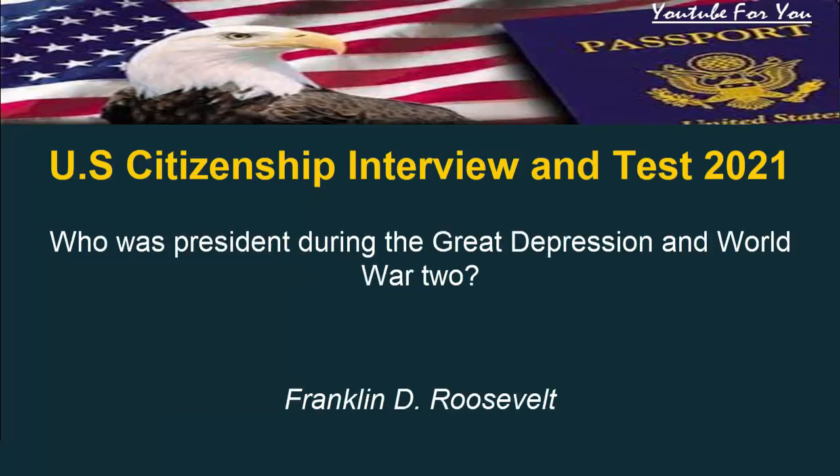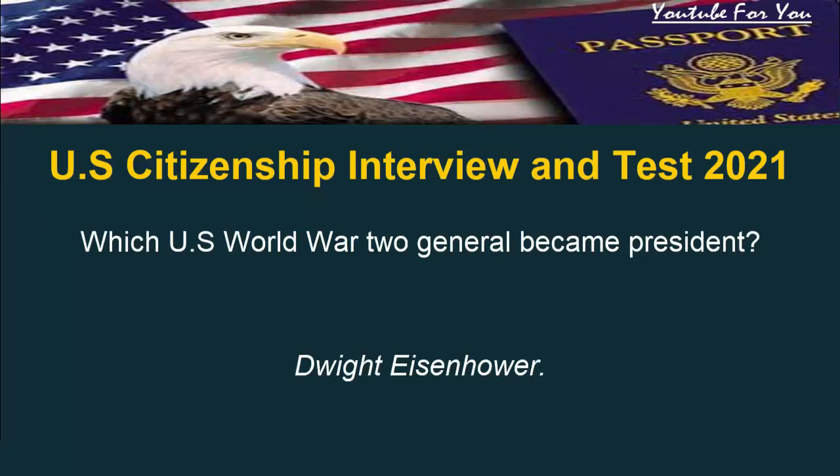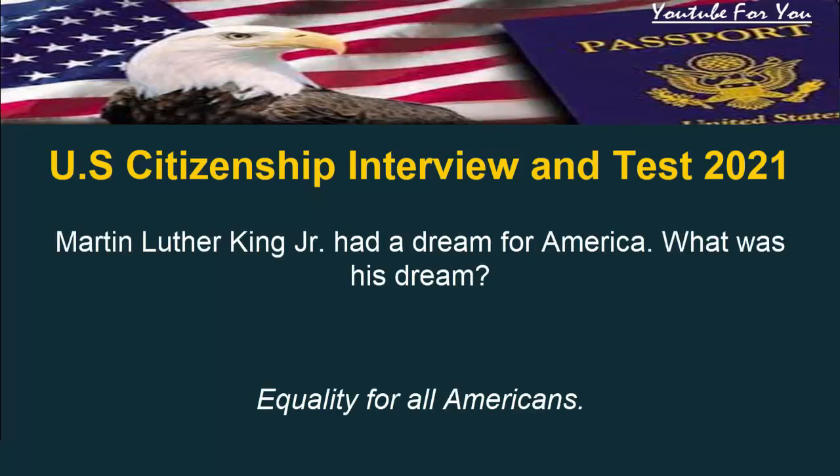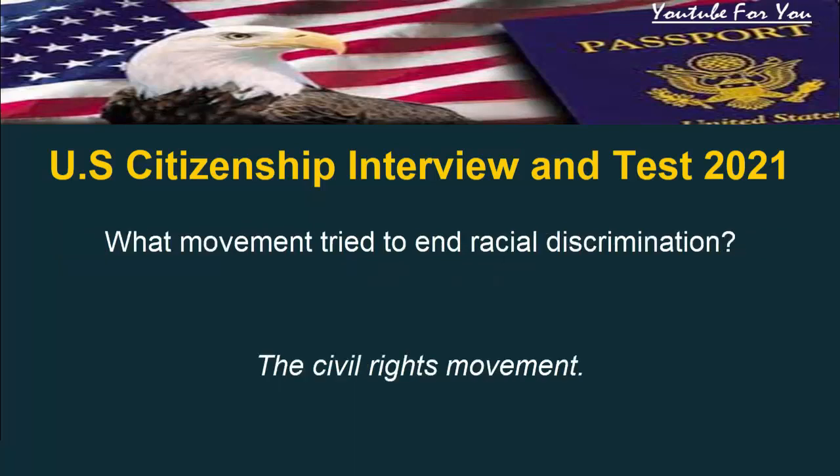Who was president during the Great Depression and World War II? Franklin D. Roosevelt. Which U.S. World War II general later became president? Dwight Eisenhower. What did Martin Luther King do? He fought for civil rights. Martin Luther King Jr. had a dream for America. What was his dream? Equality for all Americans. What movement tried to end racial discrimination?